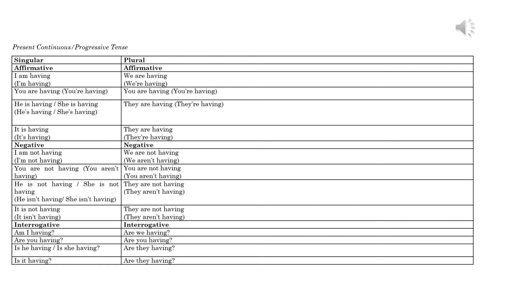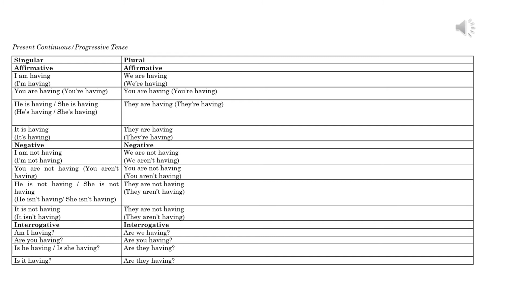Present continuous or progressive tense. Affirmative. I am having, I'm having, you are having, you're having, he is having, she is having, he's having, she's having, it is having, it's having. We are having, we're having, you are having, you're having, they are having, they're having.